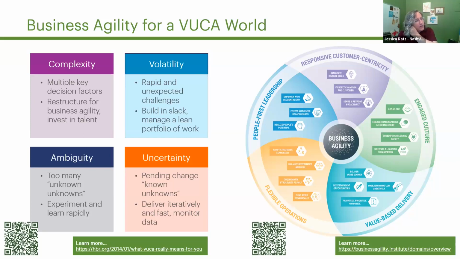And then we move into value-based delivery. So this customer centricity, responsive customer centricity, and value-based delivery work together. You have to respond to your customers, and your customers define what value means, typically. Your customers don't have to just be external to your organization. They can be internal. Wouldn't it be nice if our internal products made us as happy as we make our external customers? And then the final one is flexible operations.